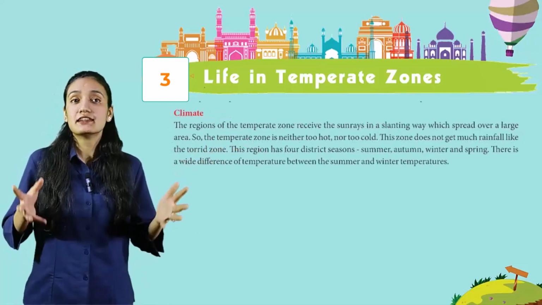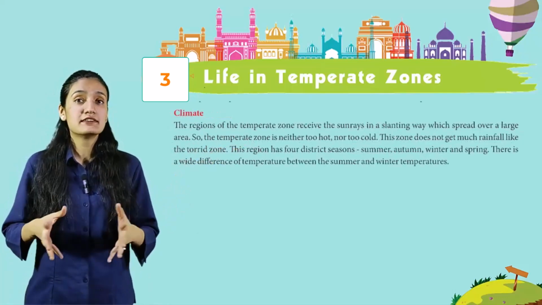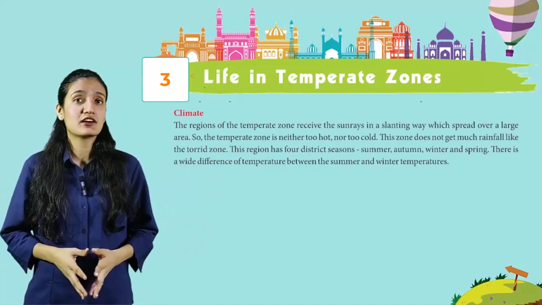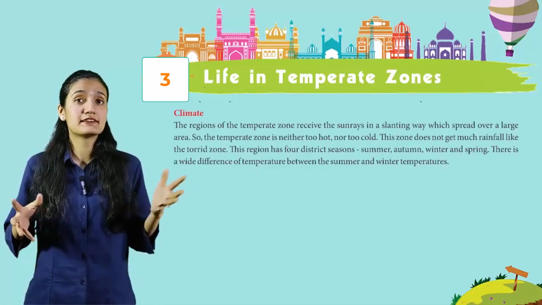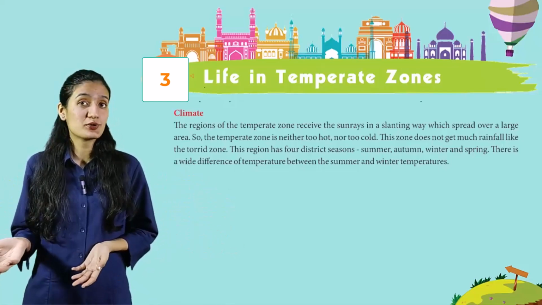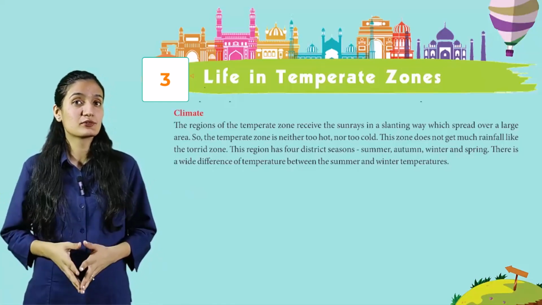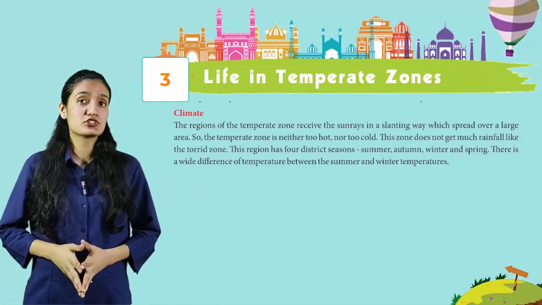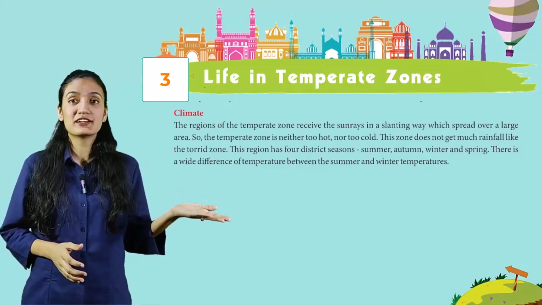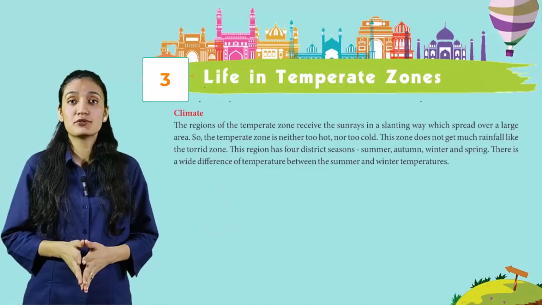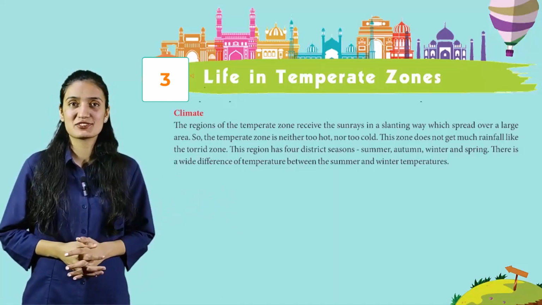Now, climate. The region of the temperate zone receives the sun rays in a slanting way which is spread over a large area. So, the temperate zone is neither too hot nor too cold. This zone does not get much rainfall like the torrid zone. This region has four distinct seasons: summer, autumn, winter and spring. There is a wide difference of temperature between the summer and the winter temperatures.